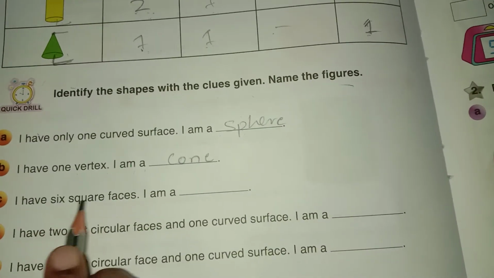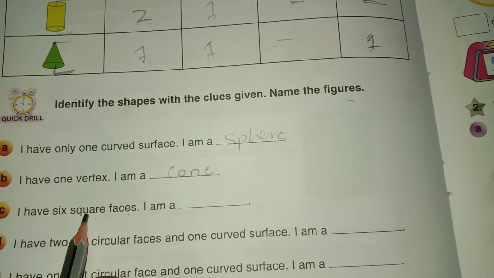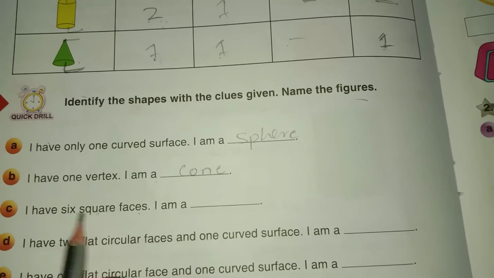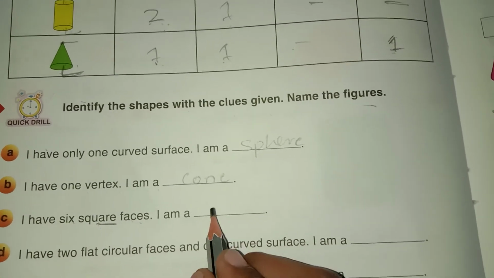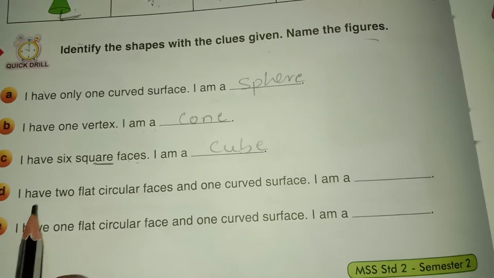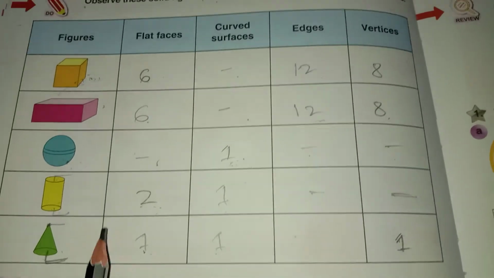Next, I have 6 square faces. Okay, a cuboid also has 6 faces, but they have told here 6 square faces, which means cube. Next, I have two flat circular faces and one curved surface. Two flat circular faces means cylinder.